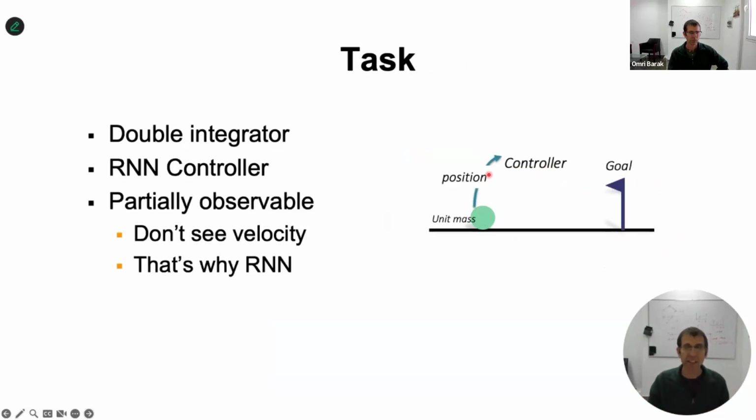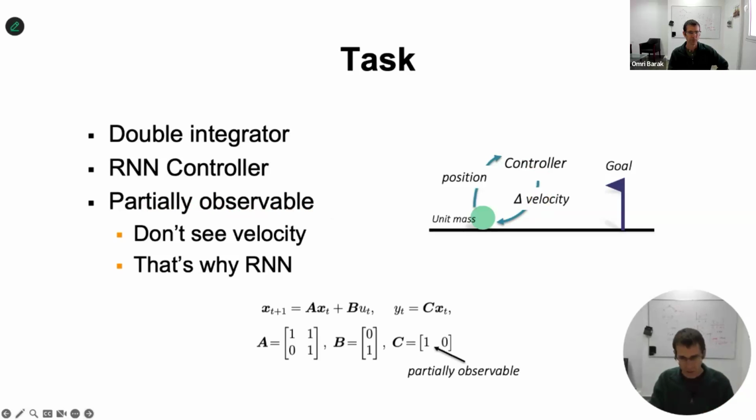The controller sees the position of the unit mass. Crucially, it does not see velocity, which means it is partially observable. That is why we need an RNN, which has memory and can infer velocity. What the controller does is apply force or changes velocity of the mass. And we can also write this, read the subtitles. This is the classic control theory version of this.